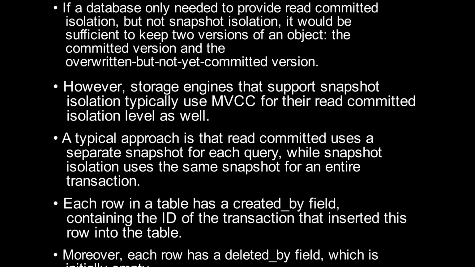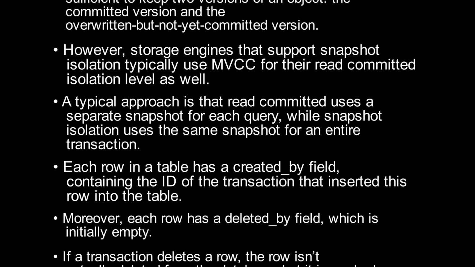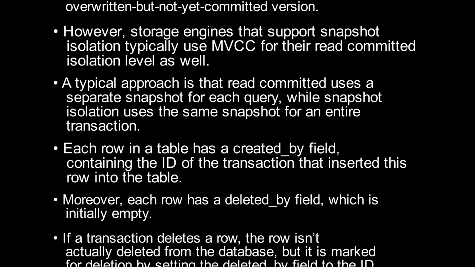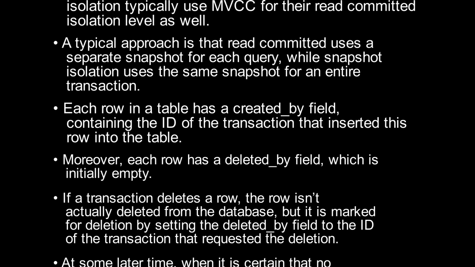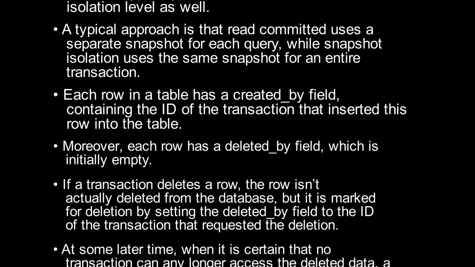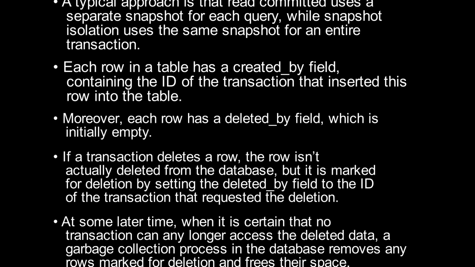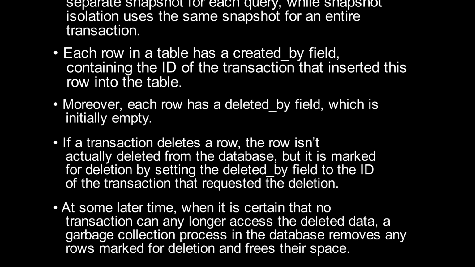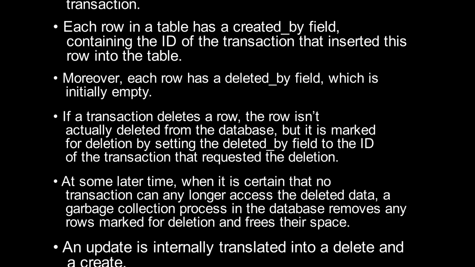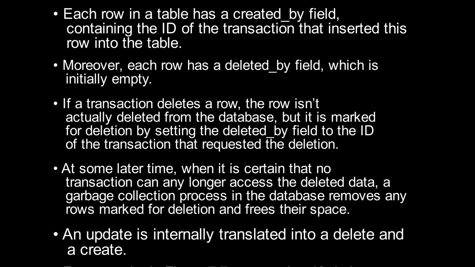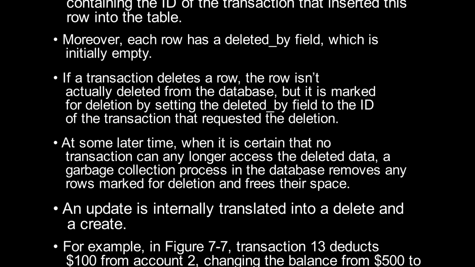Each row in a table has a created by field, containing the ID of the transaction that inserted this row into the table. Moreover, each row has a deleted by field, which is initially empty. If a transaction deletes a row, the row isn't actually deleted from the database, but it is marked for deletion by setting the deleted by field to the ID of the transaction that requested the deletion. At some later time, when it is certain that no transaction can any longer access the deleted data, a garbage collection process in the database removes any rows marked for deletion and frees their space.